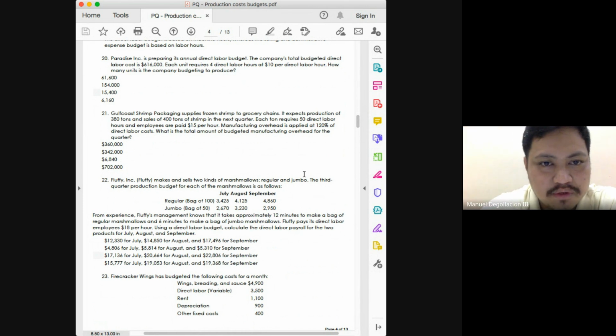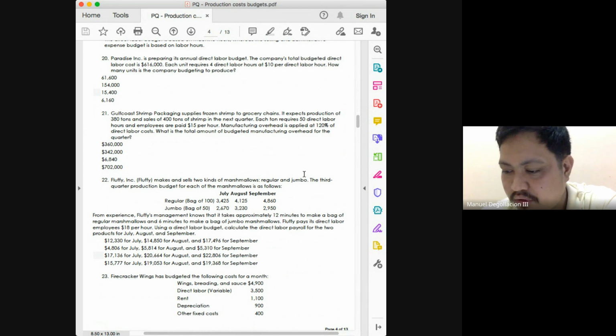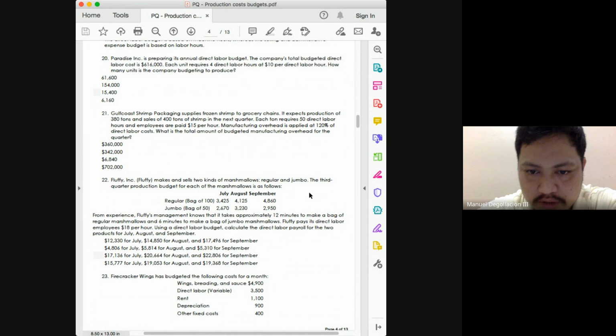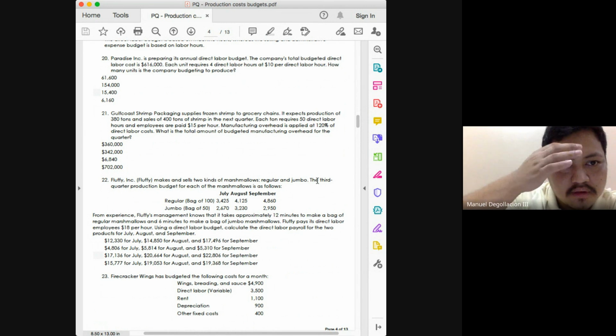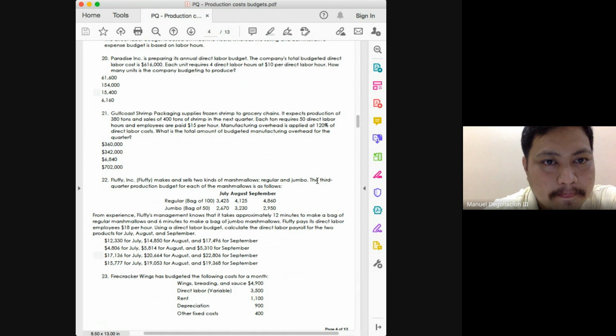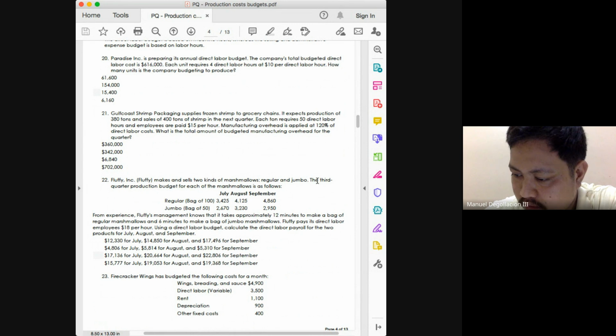Okay, since we're looking for manufacturing overhead and it is applied based on direct labor cost, we'll have to determine our direct labor cost first. So production is at 380, and each ton requires 50 direct labor hours. So we'll multiply 380 by 50.